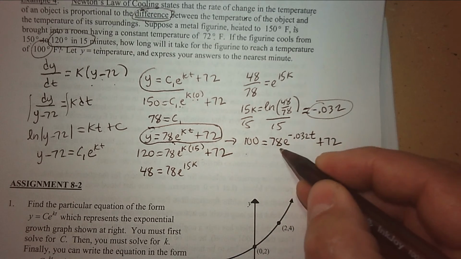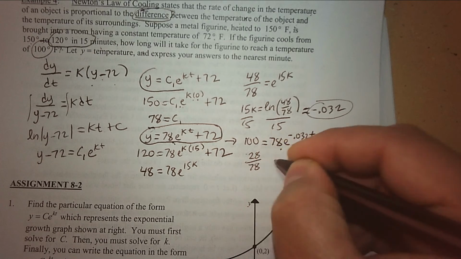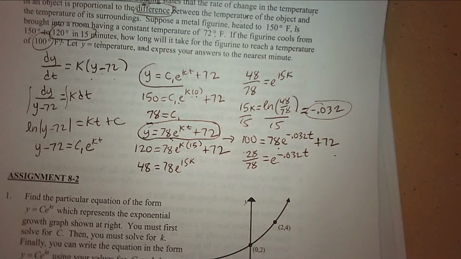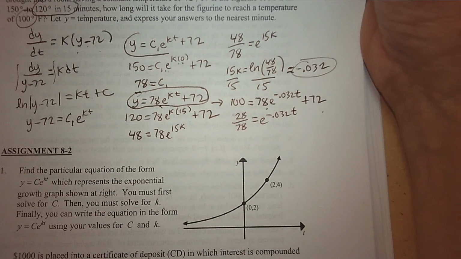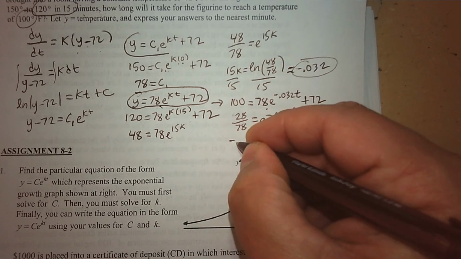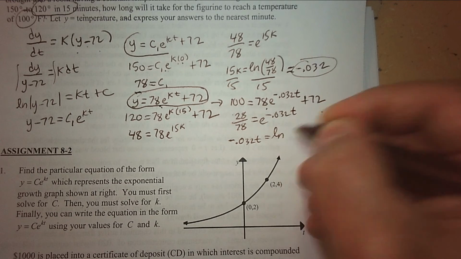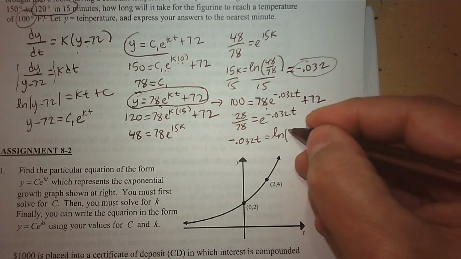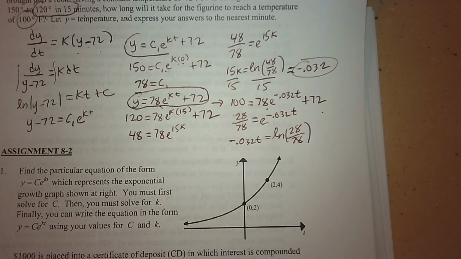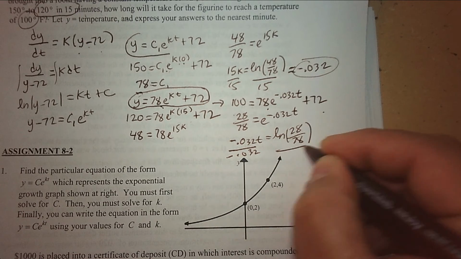And then what would I divide by? So it's 28 over 78. Leave it alone. How do I solve for t? Exponentially, write it as a logarithm. How do I do that? What's in the exponent? Negative 0.032t. What logarithm has a base of e? Ln. And then what goes inside that? 28 over 78. What's the last step to get t by itself? Divide, and now use your calculator.